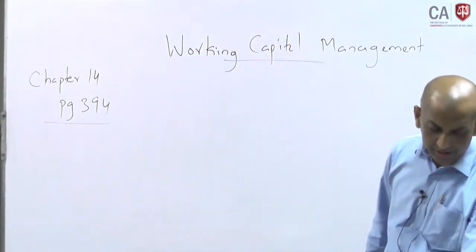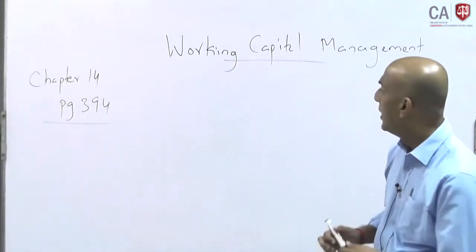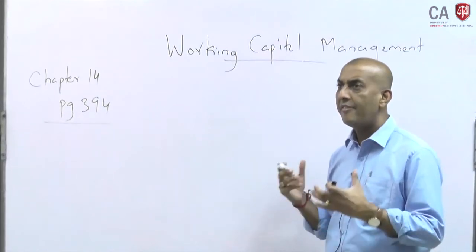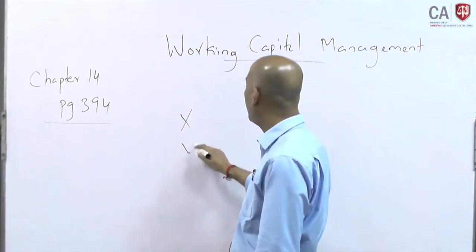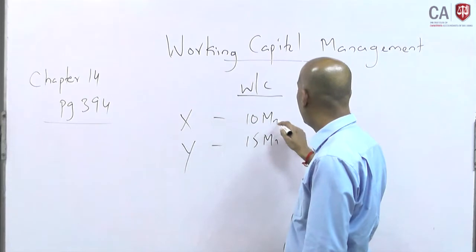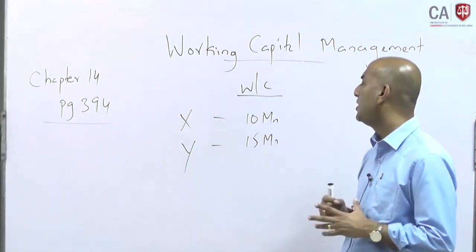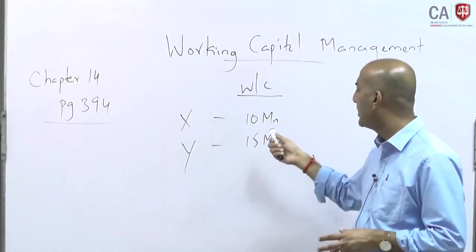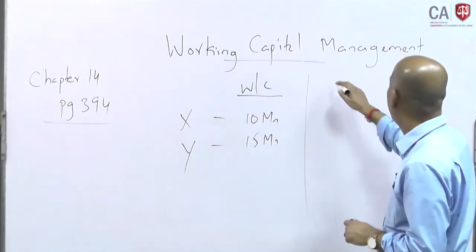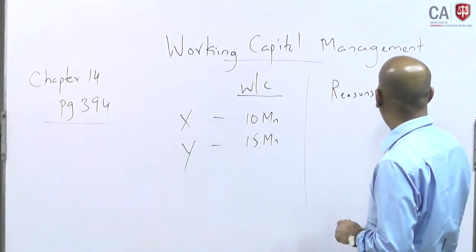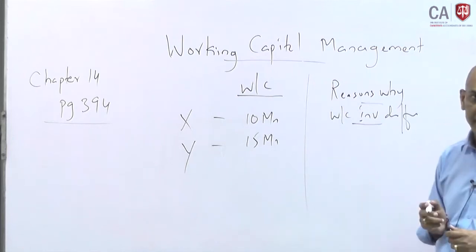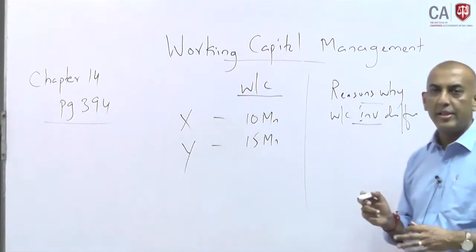Then if you take working capital, why do organizations have different amounts of working capital? If you say X and Y, two companies, you would realize this working capital may be 10 million, this working capital may be 15 million. If X has invested in working capital 10 million, Y has invested 15 million. Why do two organizations' amounts of working capital differ? The reasons are various, right? Reasons why working capital investment differs from organization to organization. It's not the same amount you invest. One company invests more working capital, the other company invests a low amount.